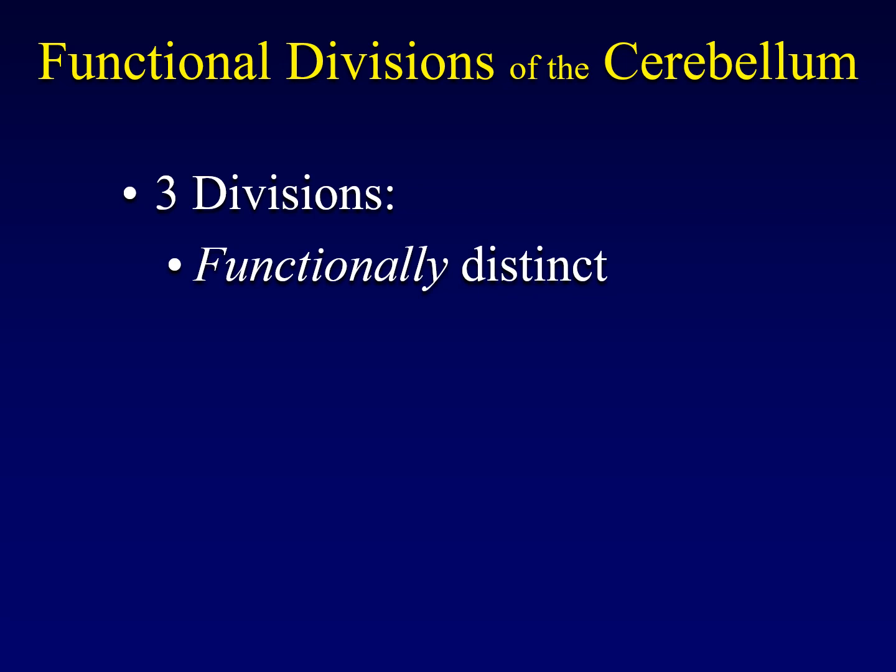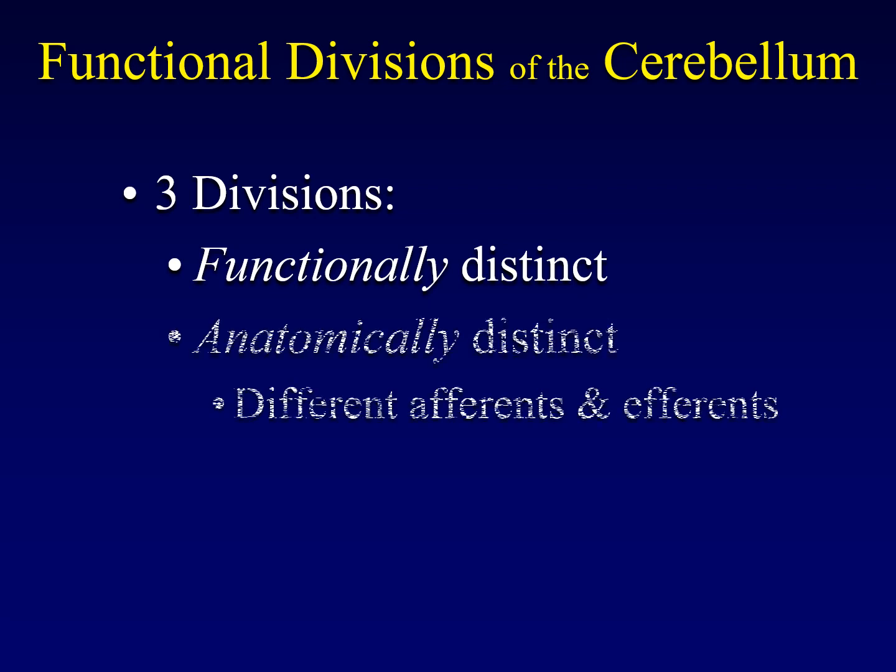And there's a corollary of this, and that is that if it's going to have different functions, each of those divisions therefore has to have a different set of inputs, the afferents, and outputs, the efferents. The information needed to do the job is going to be different for each of those functions. And the information that comes out of the cerebellum has to influence different upper motor neuron pathways.